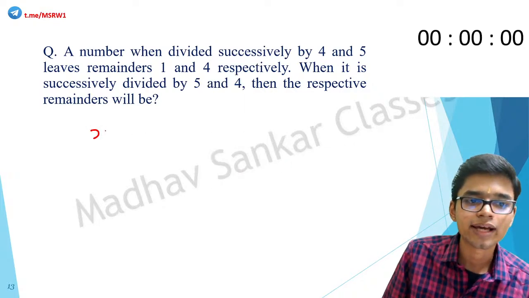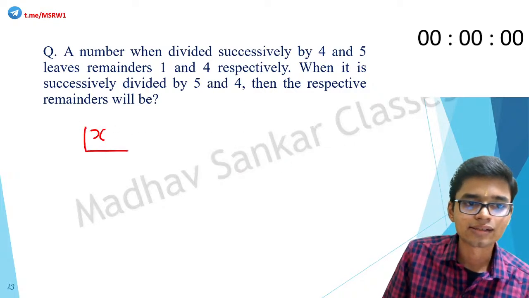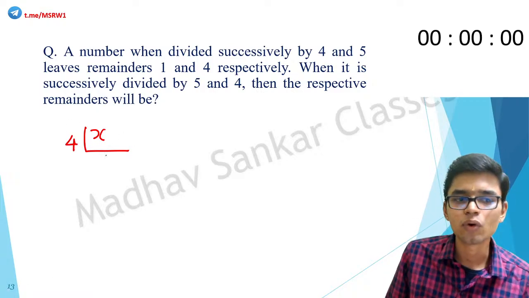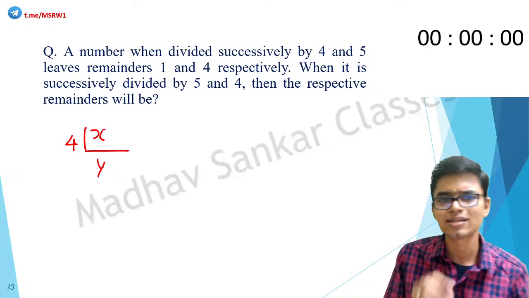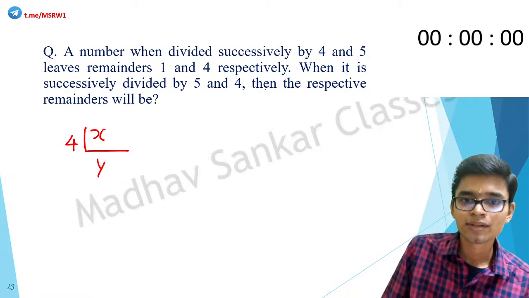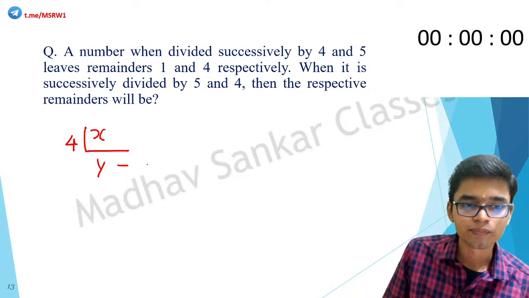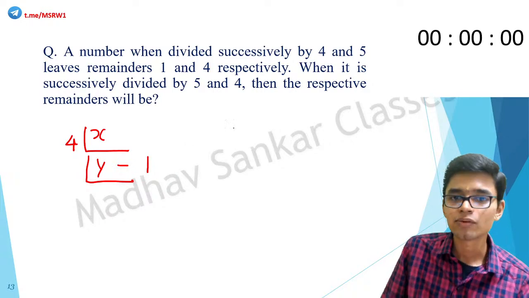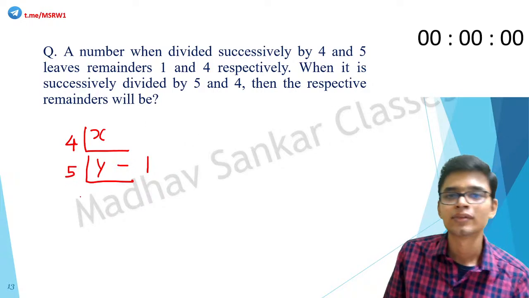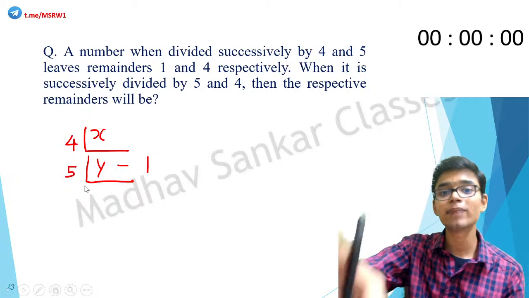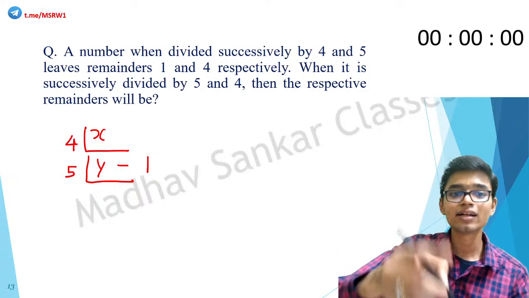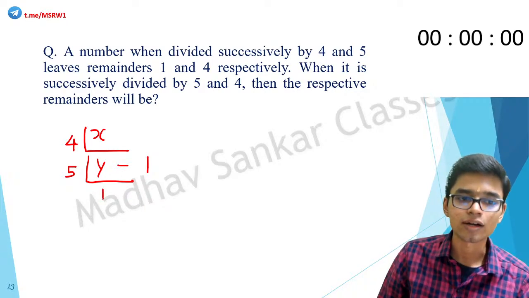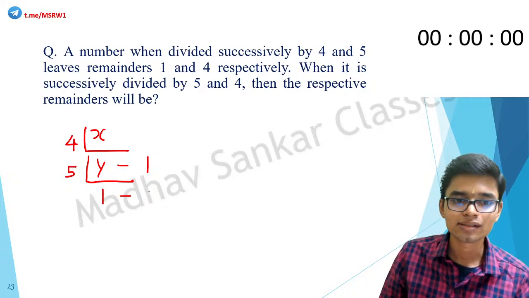Let the number be x, and let's divide x initially by 4 and then by 5. When x is divided by 4, we get some value, let's say y, and the remainder is 1. Now we have to again divide this y by 5. It says successively by 4 and 5 leaves the remainders 1 and 4. So we assume that the quotient is 1 and the remainder is given as 4.